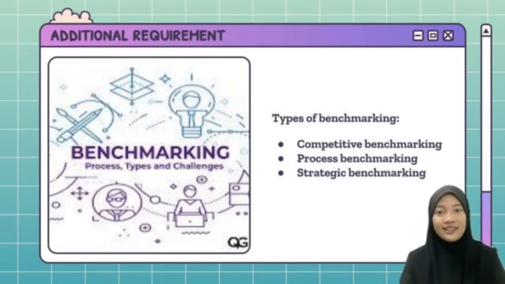Firstly, in competitive benchmarking, they will focus more on performance. Second, process benchmarking. In this type, they will benchmark the process, basically on how the company treats customers, how they produce the product, and also how they operate the company. Last but not least, strategic benchmarking. Strategic benchmarking is an indicator of a business model. Basically, it's about how they can profit.